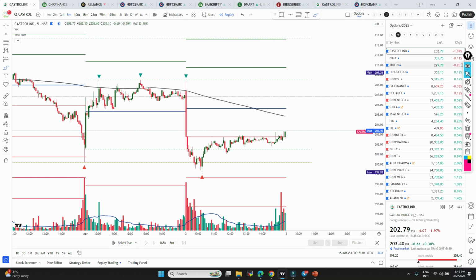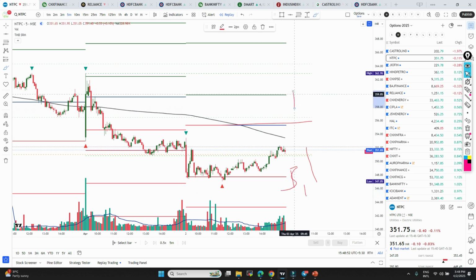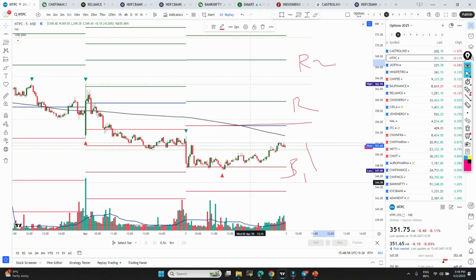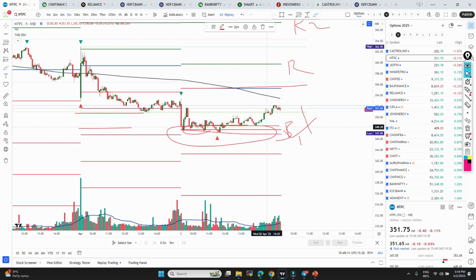This is what happened in Castrol. NTPC, these are my watch list stocks. NTPC, this is the CPR, right? Under the CPR, the first one is the S1. This is the R1. Similarly R2, and down we can see the S2. S1, along with the previous day close, is going to act as a strong support. Once this breaks, then only we can see the trend. Until that time we cannot see the trend.